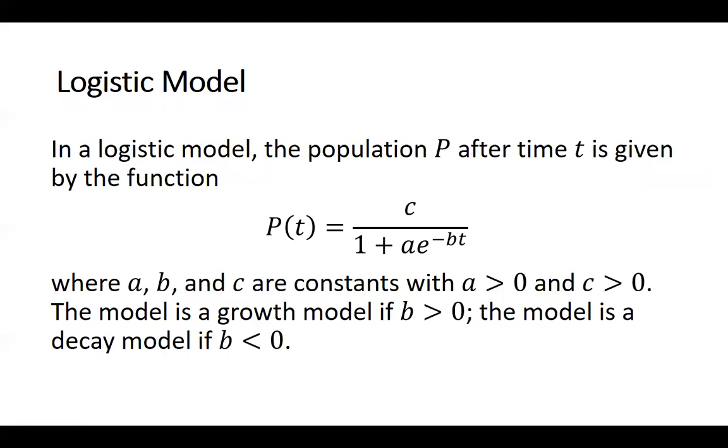You may be thrown off a little bit by that. If we're dealing with a growth model, what's going on? We have a negative B in the denominator here. If it's a growth model, shouldn't that be negative? No, remember, we're in the denominator. If you were to move that into the numerator, that would be a positive exponent. So growth will be positive for B, decay will be negative for B.